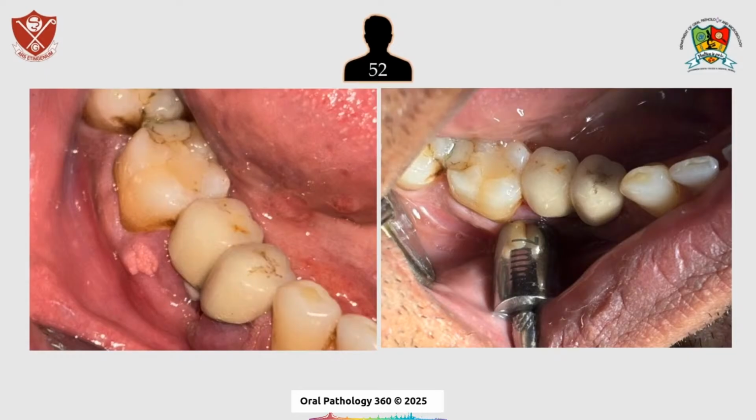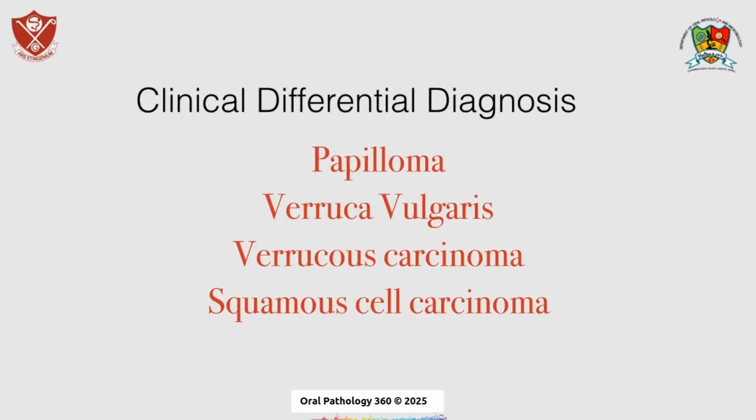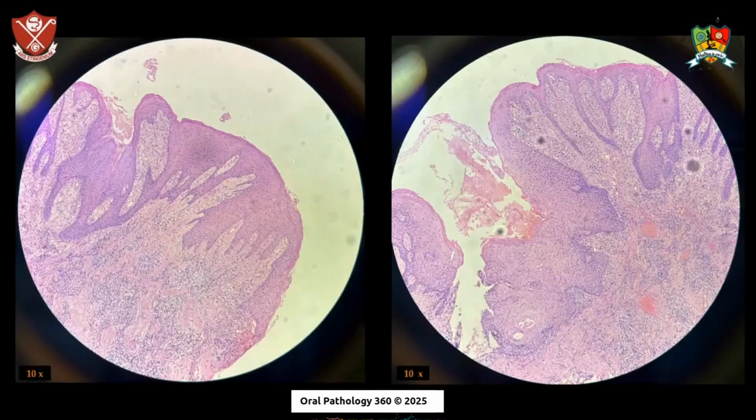This is a 52-year-old male patient who reported with a verruciform lesion on the marginal gingiva in the region of 45, 46. The patient had a very small exophytic papillary overgrowth which could be just punched out, with a clinical differential diagnosis of maybe simple papilloma, verruca vulgaris, or verrucous carcinoma, or maybe even squamous cell carcinoma, because the patient did have a habit.